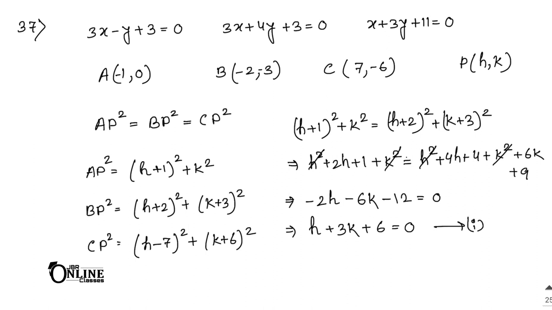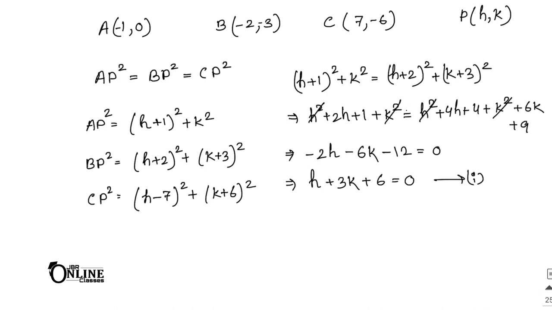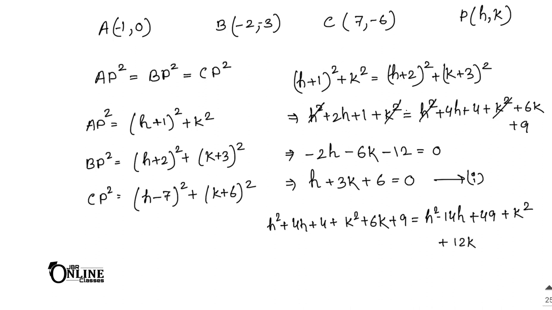Now the next one, BP square is equal to CP square. That means you can write BP square: h square plus 4h plus 4, then k square plus 6k plus 9, that one equal to h square minus 14h plus 49, then k square, then 12k and then 36. Okay. Now, as h square and k square cancel out from both sides, so 4h and 14h, it's 18h. Then 6k and 12k, that will be minus 6k. And in the left hand side you have 9 plus 4 is 13, the right hand side you have 49 plus 36, so 85. So 85 minus 13, that is 72. So write minus 72, that one equal to 0.